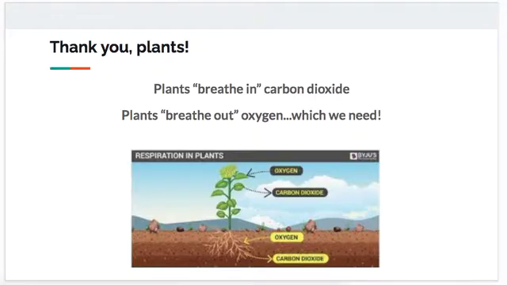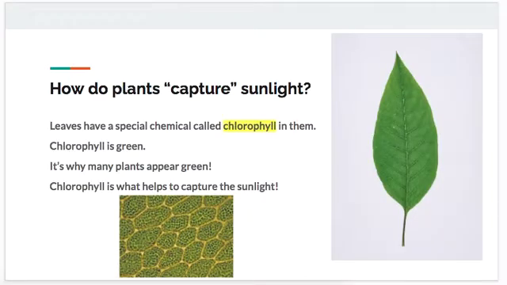So that's why we say thank you, plants, because plants take carbon dioxide in and they put oxygen out. Now, when I say breathe in, plants don't have lungs like you and I do. They don't breathe in the traditional sense. So when I say that they breathe in carbon dioxide and they breathe out oxygen, which is what we need, it's not literally like that. It doesn't really work like that.